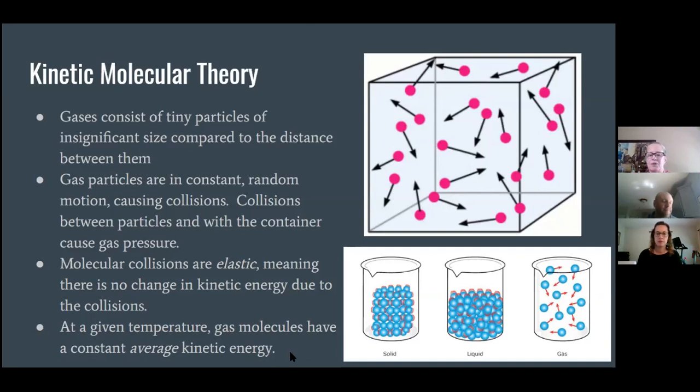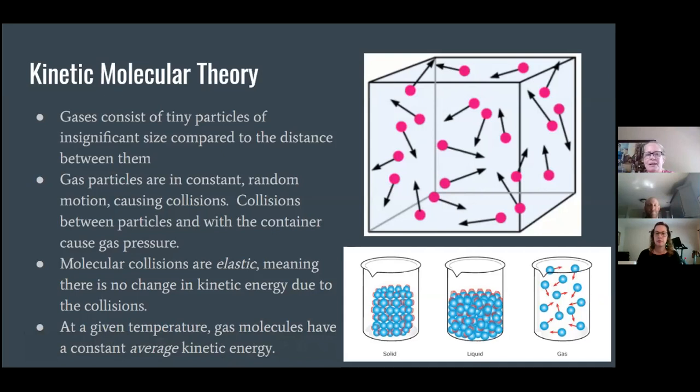So at the bottom there, you see the difference between the solid, the liquid, and the gas particles. Solids are tightly together, only vibrate, and have low energy. Liquids have a little more energy, and they're kind of flopping all over the place around each other. Gases have high energy, and they're flying everywhere.